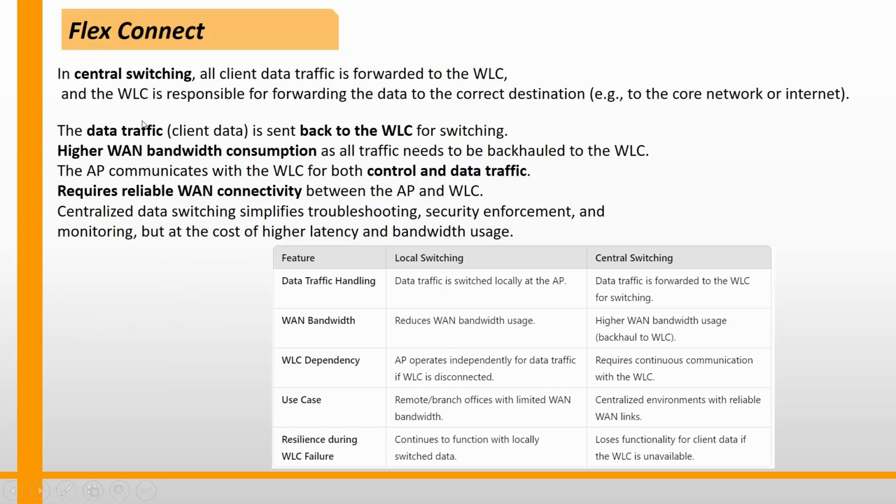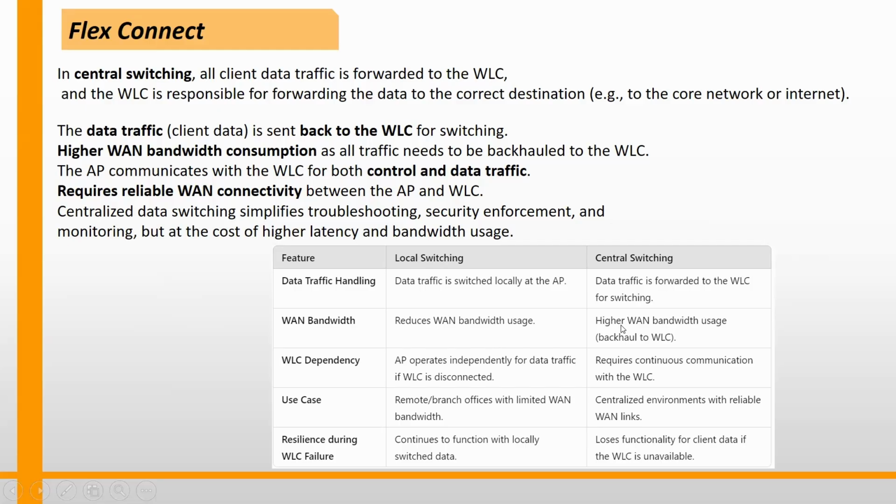The data traffic is switched from the WLC. The data traffic is sent back to the WLC for switching. The AP communicates with the WLC for both control and data traffic. Now, the difference between local switching and central switching. You can see with local switching, data traffic is switched locally by the AP, which reduces WAN bandwidth usage. The AP operates independently for data traffic. Remote branch offices with limited WAN bandwidth continue to function with locally switched data.